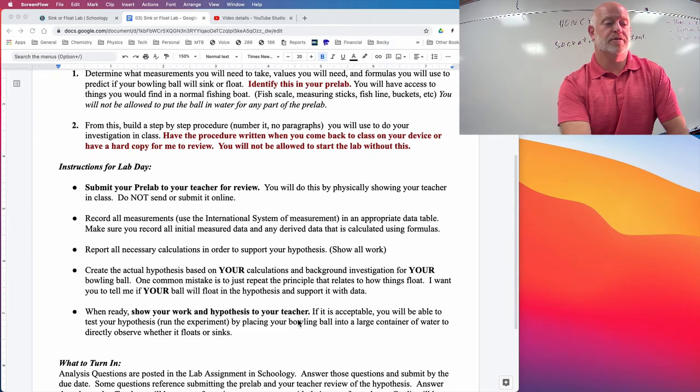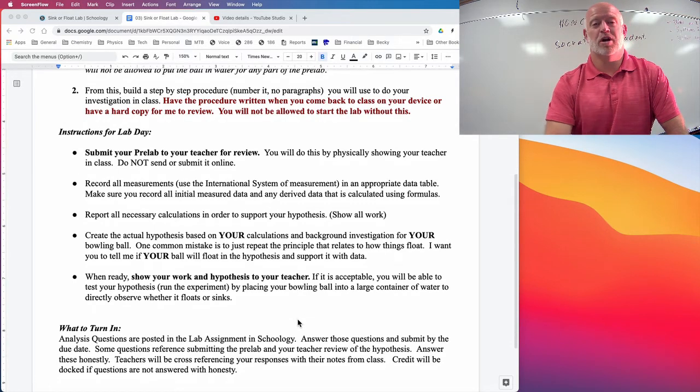Once you have your measurements done, you will come back to a location in the lab where I do have a big tub of water. You will explain your hypothesis to me. We'll talk about it, see if it's a quality hypothesis. I'll double check your math, and then we will test to see if you are correct about your ball sinking or floating. That's the plan.